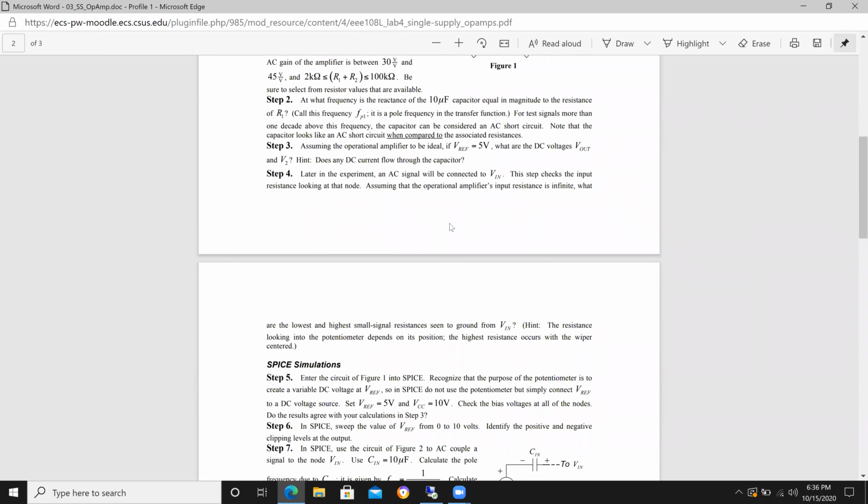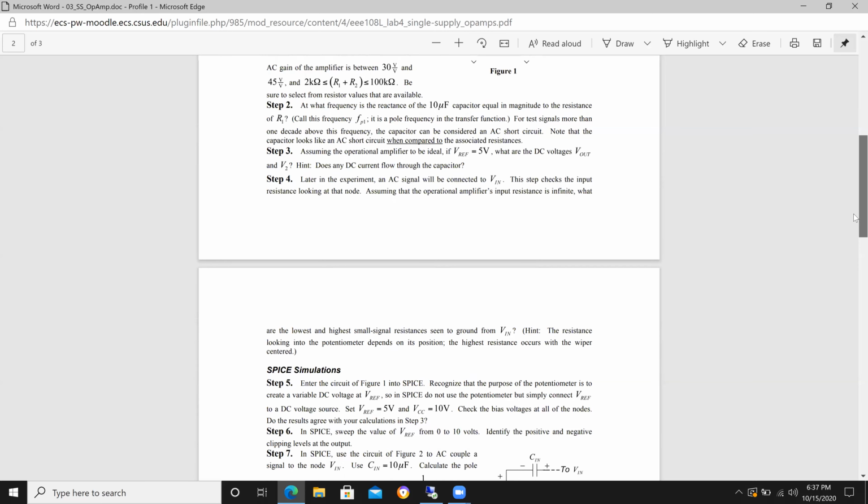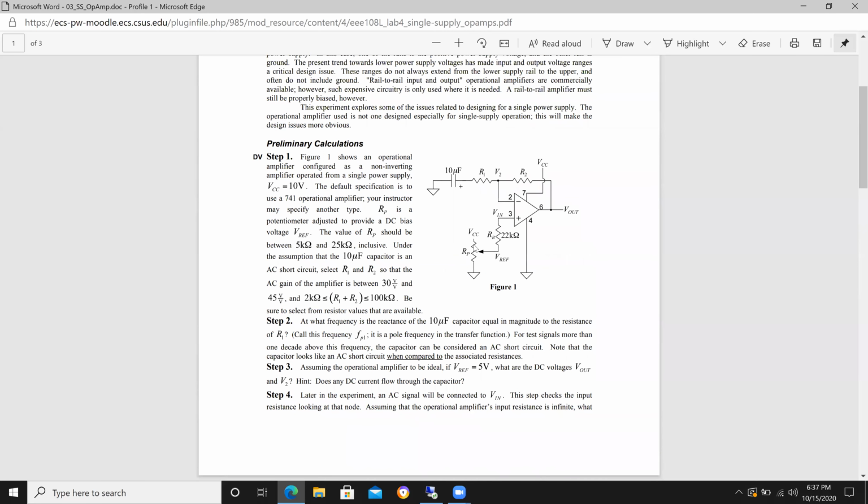And this is kind of the trick question here, what I was getting to. Assuming that the operational amplifier's input resistance is infinite, find the lowest and highest small signal resistances. That's your key right there. Small signal resistances seen to the ground from VN. Hint, the resistance looking into the potentiometer depends on its position. Okay, so let's come back up to that.